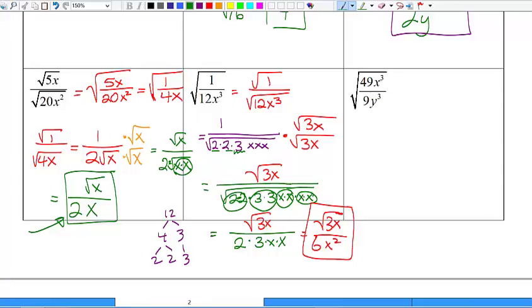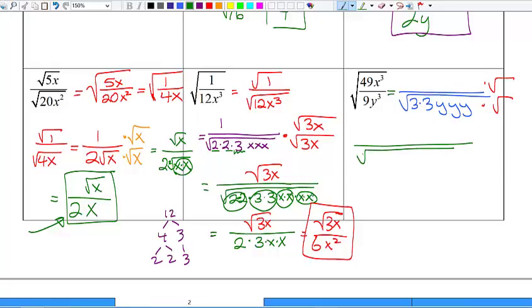On the next problem, 49x cubed and 9y cubed don't have any common factors, so I can't do any reducing. Step 2 says to factor out your denominators. So 9 is 3 times 3. Y cubed is 3 y's. I would like to multiply that by some value so that my denominator only has groups of, in this case, 2 because it's a square root.